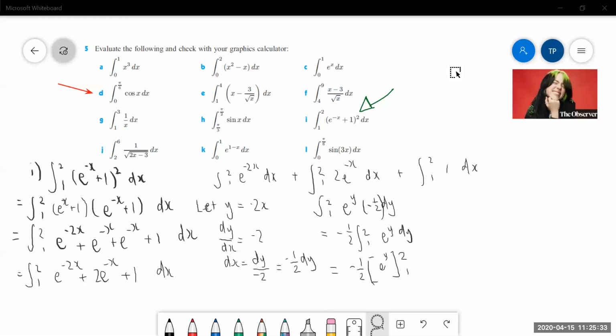But I need a calculator to do this. Don't have to. You just leave it in exact form. Means you just put it as e to the power of 2. But it's e to the power of 2 minus e to the power of 1. Yep, correct.